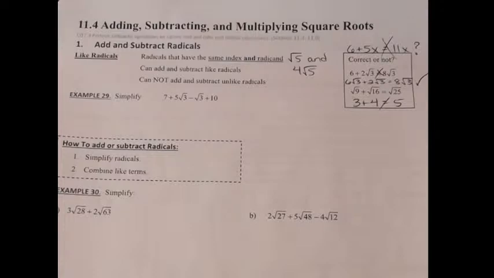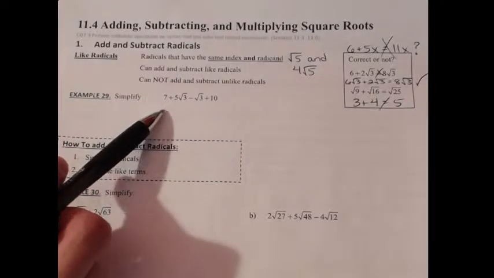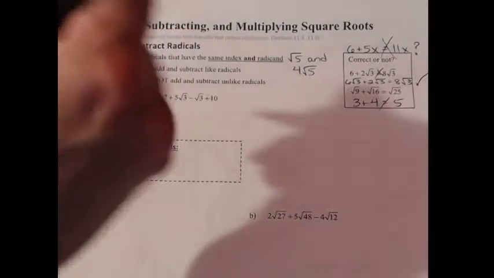So it's the same exact idea with our variables when we were learning how to combine like terms. Another example, let's clean this up. 7 and 10 make 17.